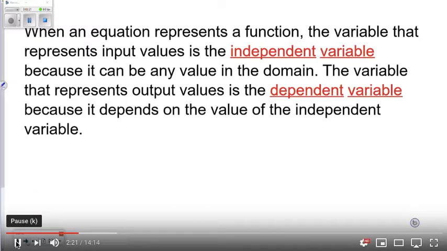When an equation represents a function, the variable that represents input values is the independent variable, because it can be any value in the domain. The independent variable is the x variable. The variable that represents output values is the dependent variable, which is your y value, because it depends on the value of the independent variable.